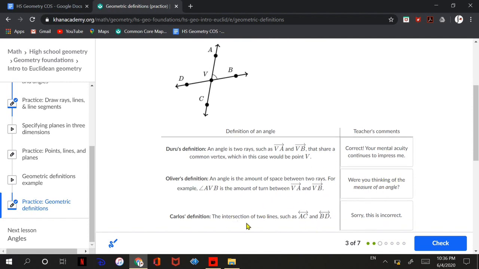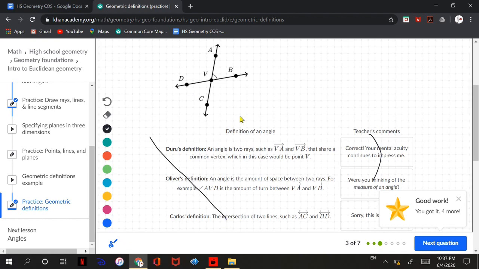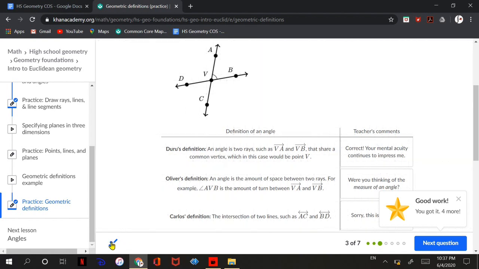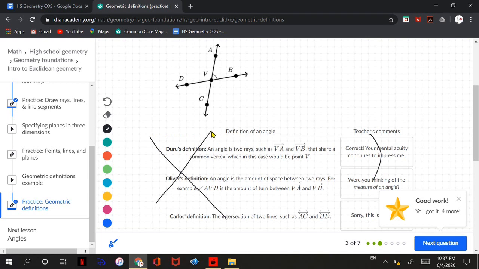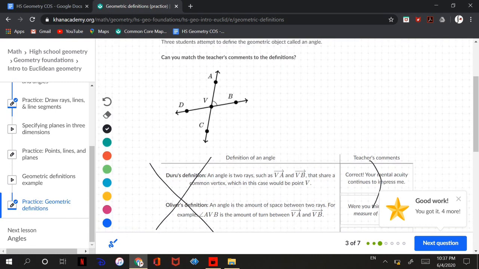The intersection of two lines such as AC and BD. AC and BD, no, because they do not share a common vertex. So this whole thing is not an angle. But this part is.